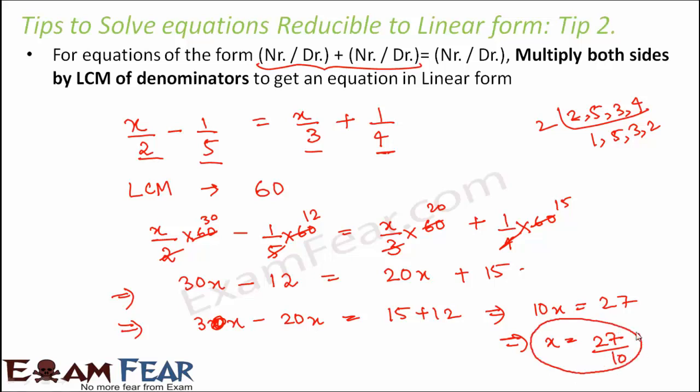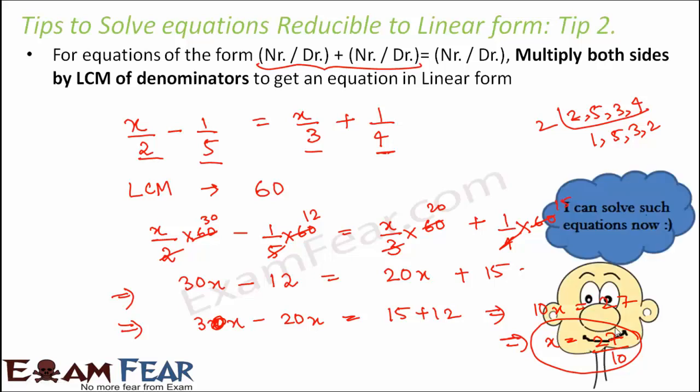So x equal to 27 by 10 would be a solution for this equation. Here you see the only thing that we need to do is first find the LCM. Once we have found the LCM, then the entire work becomes very, very easy. So these are the tips that you need to remember. Looking at the equation, first you need to decide what is the form of that equation, and then accordingly you have to take the first step.